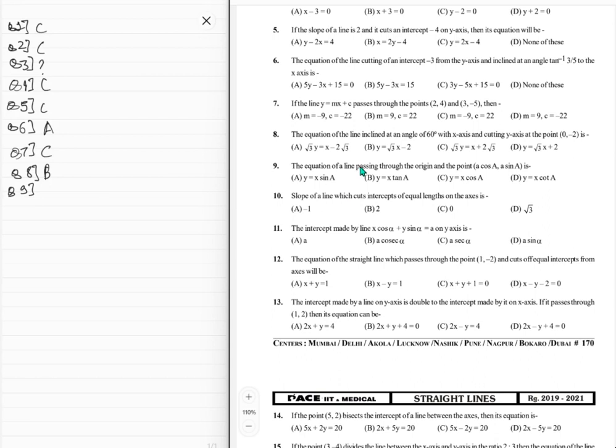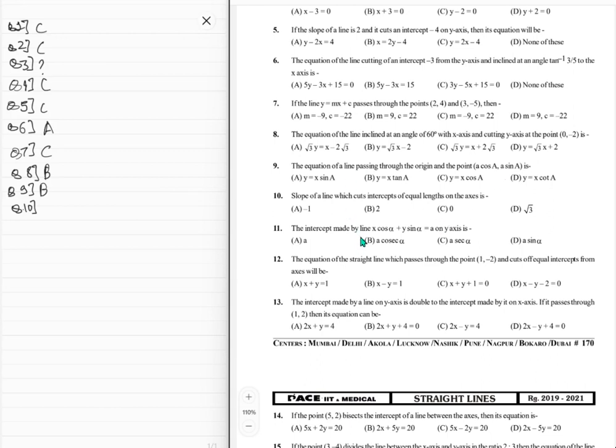The equation of a line passing through the origin and the point a cosine a comma a sine a. Seriously, come on. y is just x times the slope. The slope is tan a in this case, right? So y equal to tan a times x, which is B. Question number 10. This thing is just a parameterized form of a point on a circle, with an angle a. So it's kind of obvious.